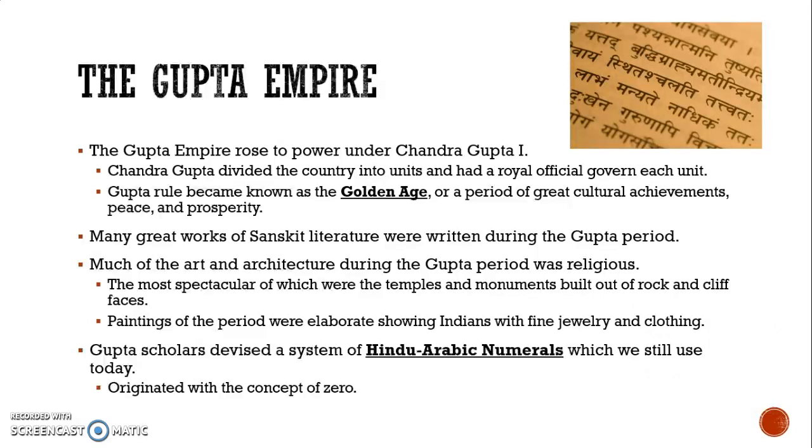The Gupta Empire rose to power under Chandragupta. The Gupta rule became known as the Golden Age, a period of great cultural achievements, peace, and prosperity. One of the greatest cultural achievements was the Sanskrit literature written during the Gupta period. The art and architecture of this period is also known for being particularly colorful. Most spectacular are the temples and monuments built out of the rock and cliff faces.